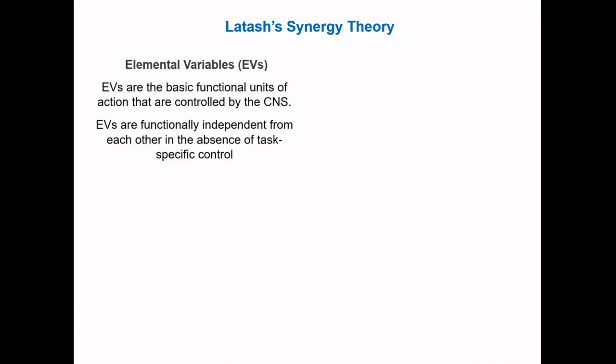Elemental variables, or EVs for short, are the basic functional units of action that are controlled by the central nervous system in this theory. Elemental variables are proposed in contrast to other potential basic variables, such as joints or muscles. What makes elemental variables different from joints or muscles is that elemental variables are functionally independent from each other in the absence of task-specific control.